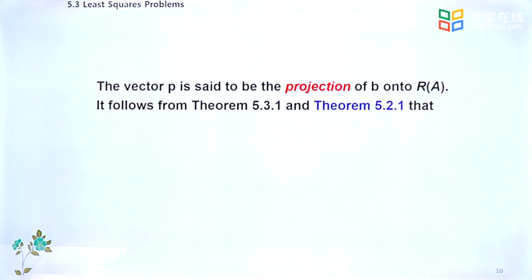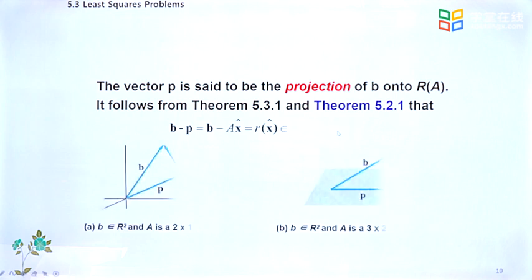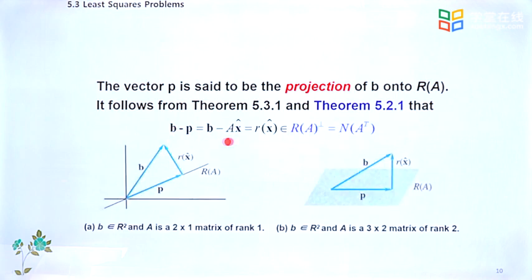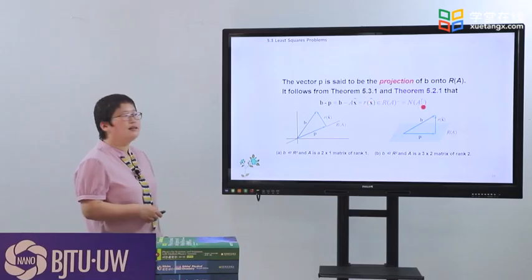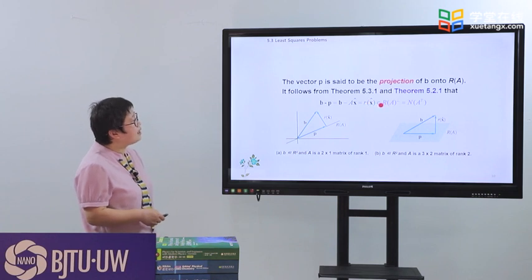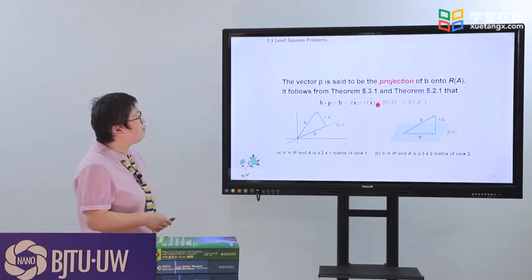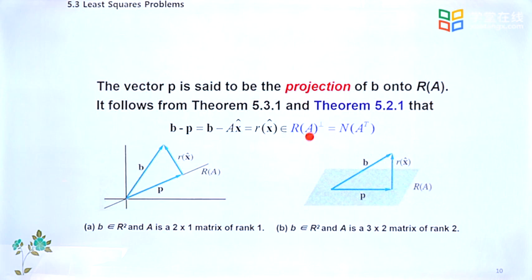We give a name to this vector P. We call it the projection of B onto the range of A. It follows from Theorem 5.3.1 and Theorem 5.2.1 that B minus P equals B minus A x hat, which equals the residual r(x hat). So r(x hat) belongs to the orthogonal complement of the range of A. By the fundamental subspaces theorem, the orthogonal complement of the range of A equals the null space of A transpose.